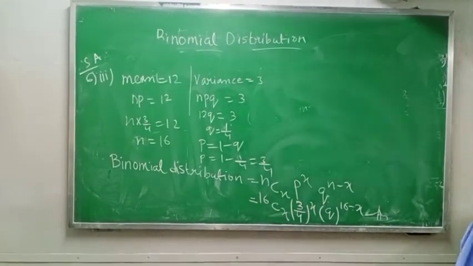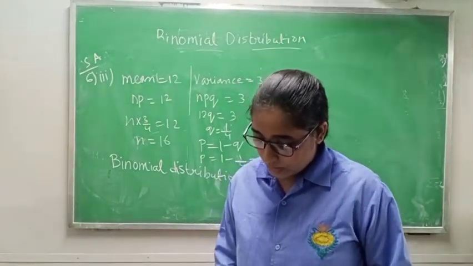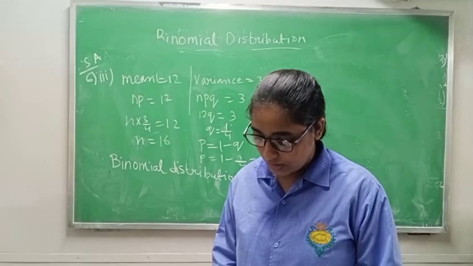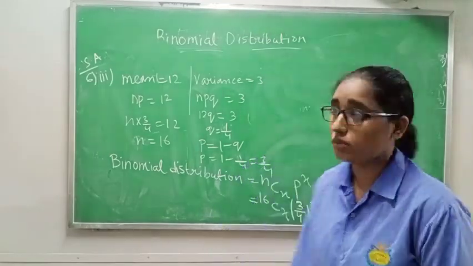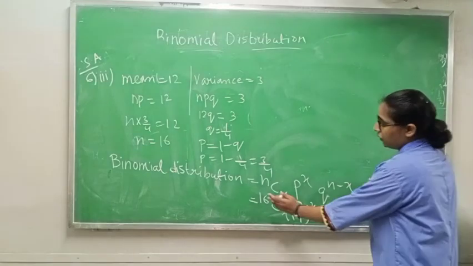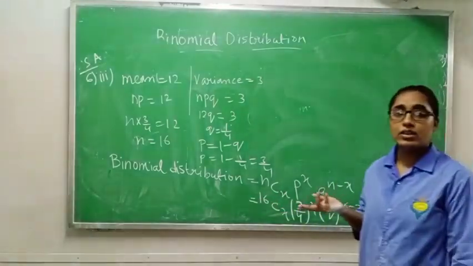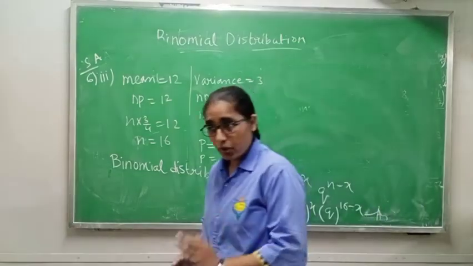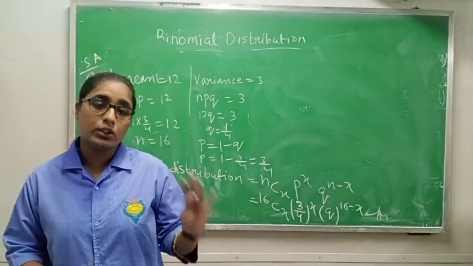See question number 6.3, short answer. It is written, find the binomial distribution for which the mean and variance are 12 and 3 respectively. Binomial distribution means you have to write the formula, nCx p to the power x, q to the power n minus x.